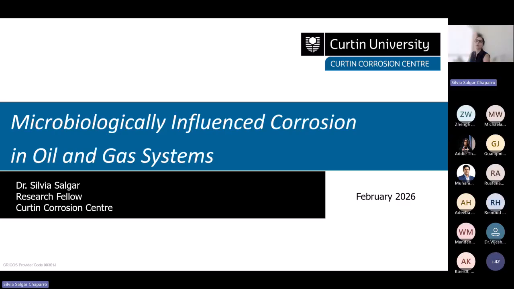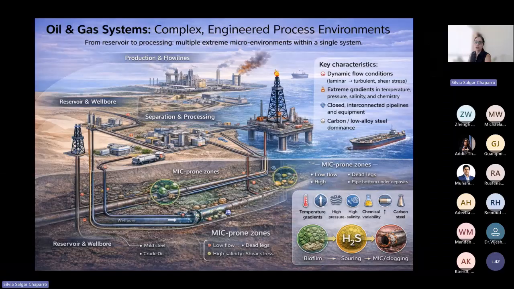So I'm going to talk about MIC in oil and gas systems. When we talk about MIC in these systems, it is very important to consider the nature of the system itself. Oil and gas systems are not simple environments. They are complex engineered process systems. The produced fluids come from subsurface reservoirs, and they have to travel over long distances through different equipment, including tanks, separators, pipelines. Over this long journey, the fluids experience different changes in temperature and pressure, even in the chemistry of the fluid itself.